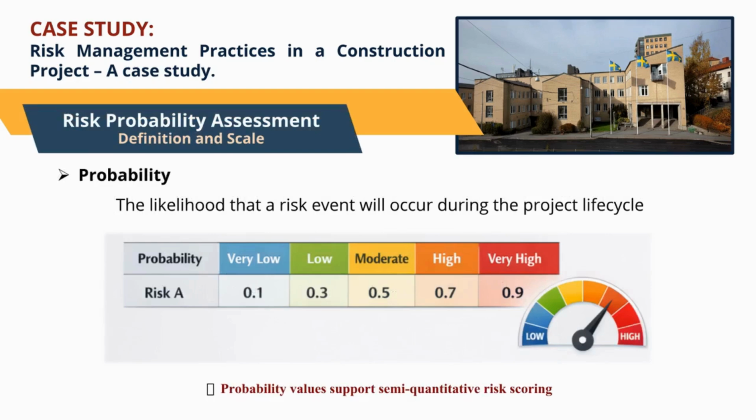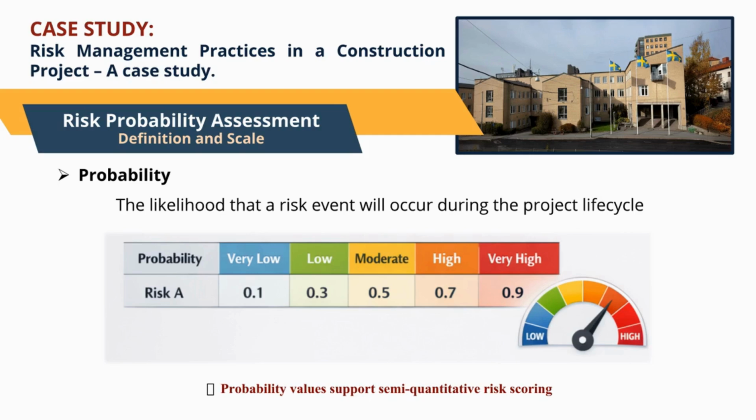Risk probability assessment is a fundamental element of qualitative risk analysis. It focuses on estimating how likely a risk event is to occur during the project lifecycle. In construction projects, probabilities are rarely known with precision. Instead, they are estimated using expert judgment, historical data from similar projects, and collective experience from the project team.